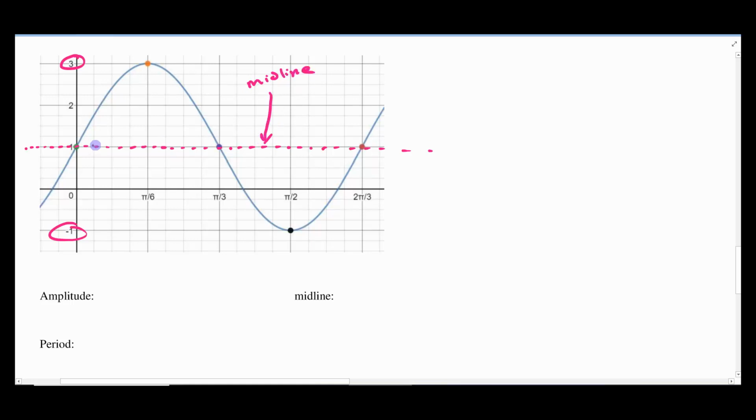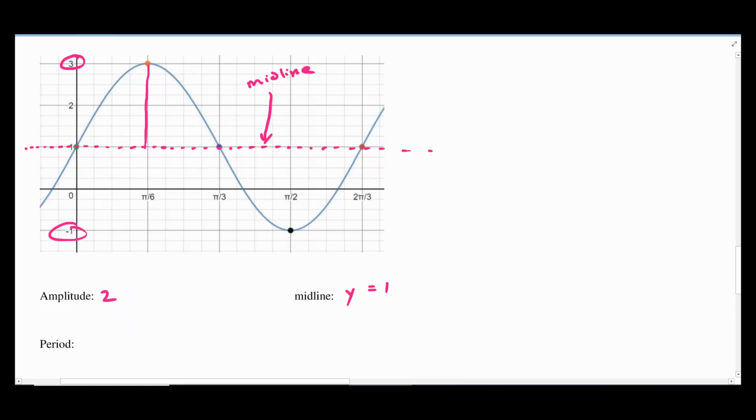So that is the midline, and that is located at y equals 1. Right, I can see that horizontal line passes through 1. All right, so now I can find the amplitude, right? So here's my highest point, and I'm going to go from my highest point straight down to my midline, and then I count, right? So 1, 2. So it's got an amplitude of 2.